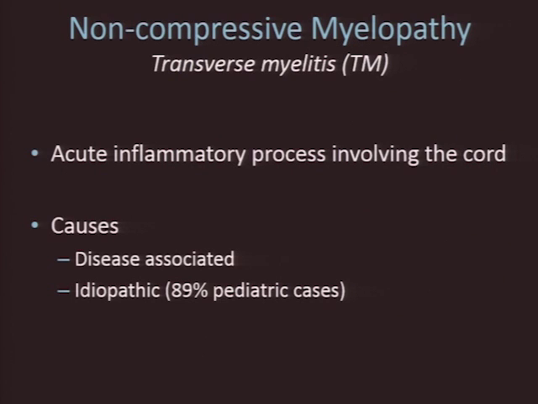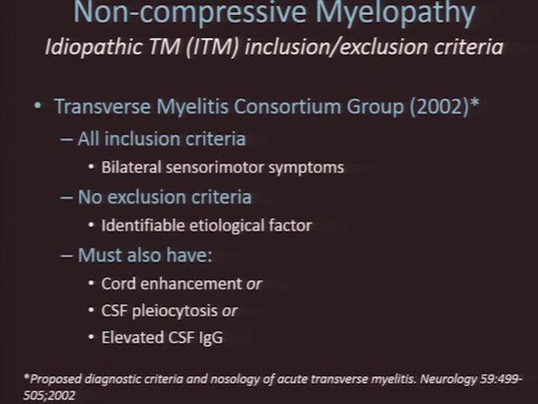So transverse myelitis. This is an acute inflammatory process that involves the cord, and it's really a garbage bag term, and it can be disease associated, any of the things that I just spoke about, or in kids, it can actually be idiopathic, and that's the case in 89% of pediatric cases. So believe it or not, there is a transverse myelitis consortium group that has come up with criteria to make the diagnosis of idiopathic transverse myelitis.